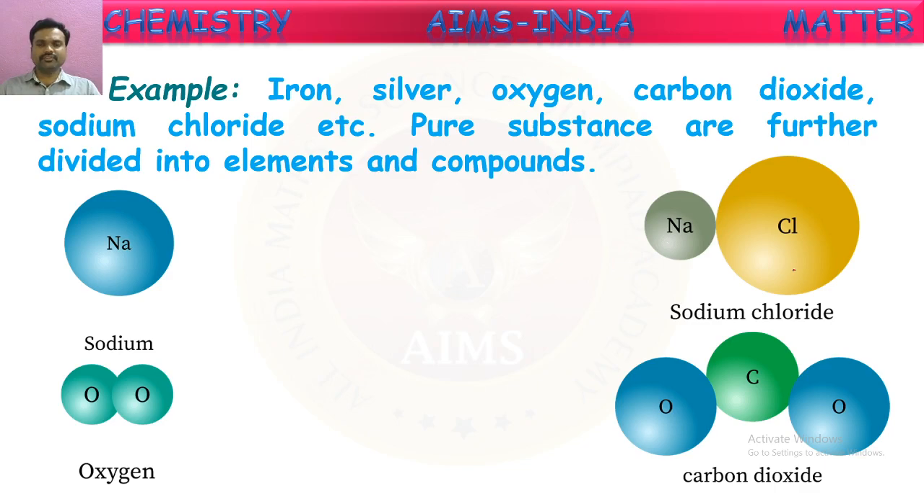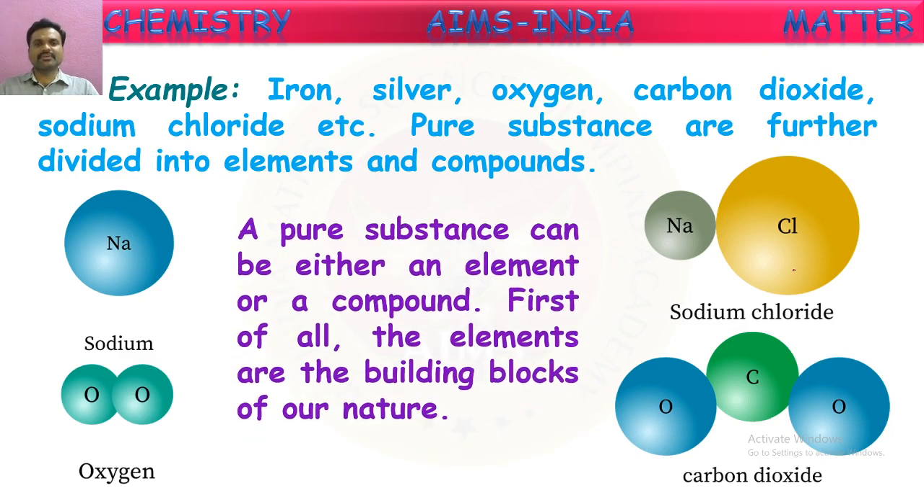These pure substances are further divided into elements and compounds, as we told. So sodium and oxygen come under the elemental classification, while sodium chloride and carbon dioxide come under the compounds classification. A pure substance can be either an element or a compound. First of all, the elements are the building blocks of matter. Whatever the matter is, it is made up of these elements, whether in the pure form, the compound form, or the mixture form. Anyhow, these elements are the building blocks of every matter.